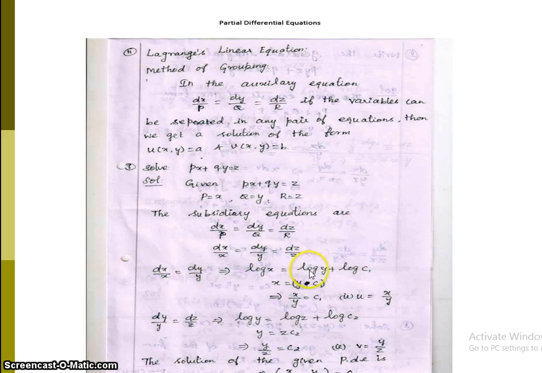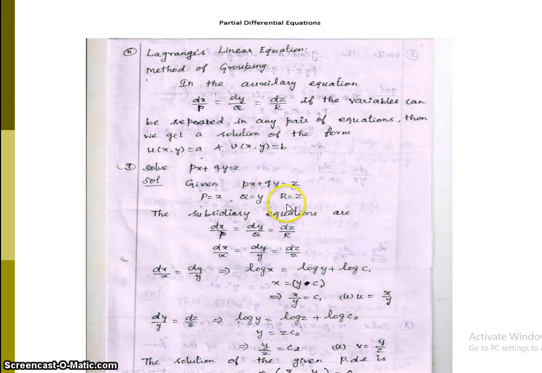That means taking the log on both sides, so log x equal to log y. Integrating on both sides, we get log x plus log y plus log c. Therefore I want c here, c equal to x by y. So log a plus log b is nothing but log ab. Therefore x by y equal to c, or u equal to x by y.